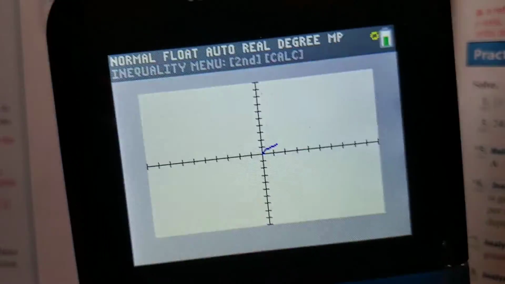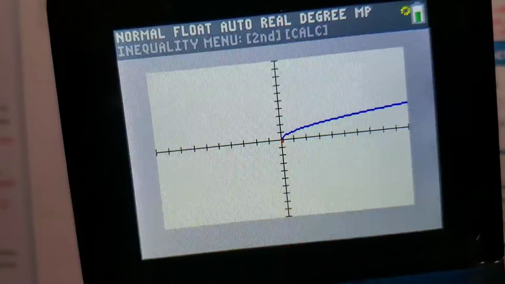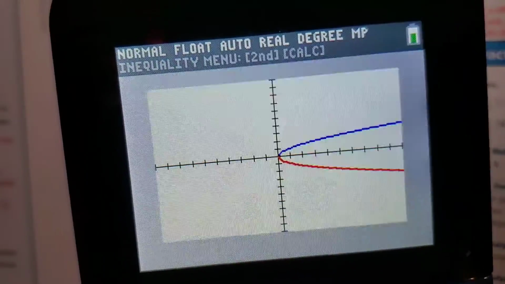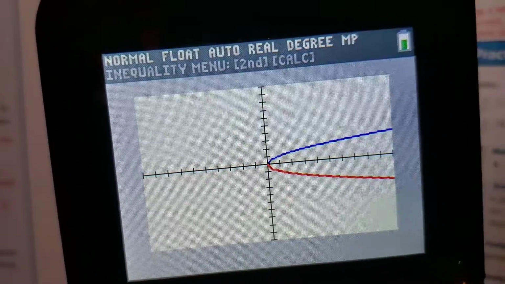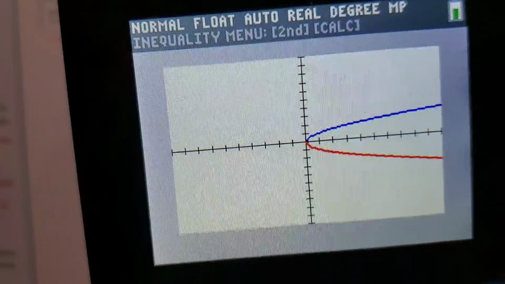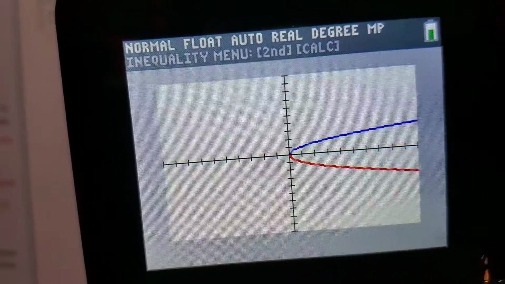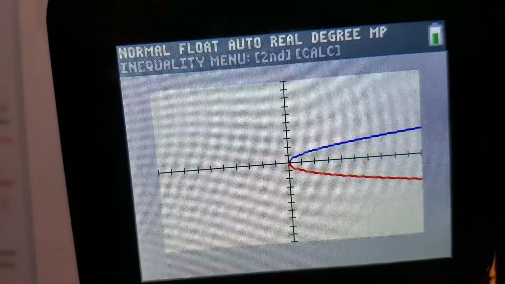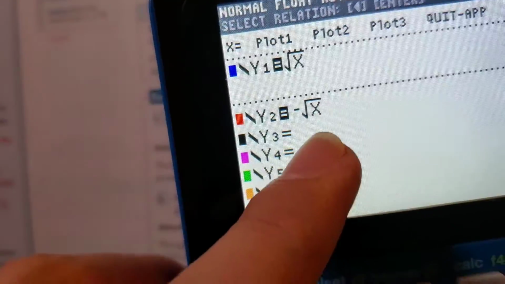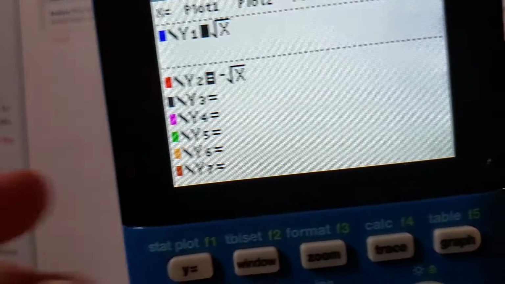So first, I put that, and my second one is negative square root of x. Look at what's going to happen. So my parent function is that one. And then the reflection is, oh, look at that. It reflected. Now it looks like a parabola sideways. But it's not. It's 2 different functions, okay? It's not one function. So the blue one is my parent function. The reflection is the negative one, okay? So the negative outside the square root will make it go the other way, right?